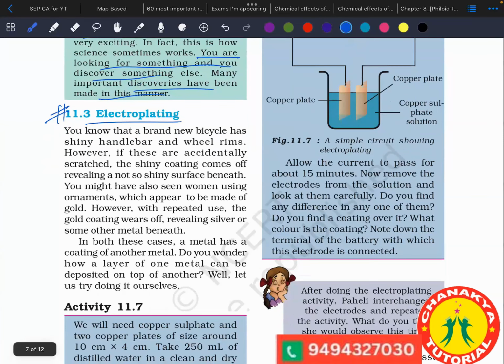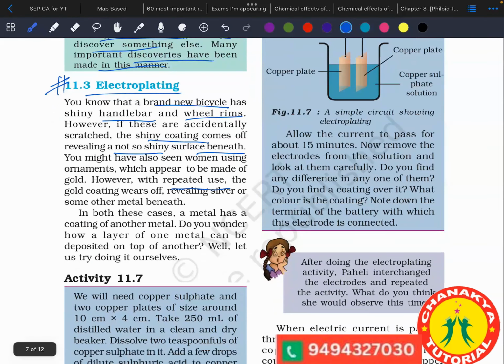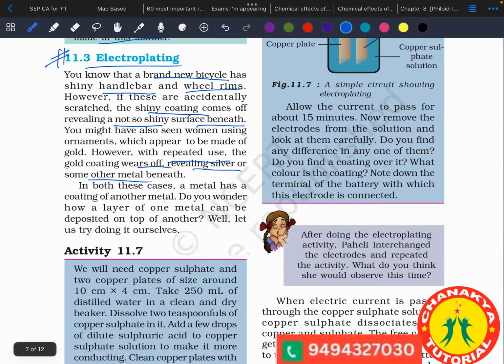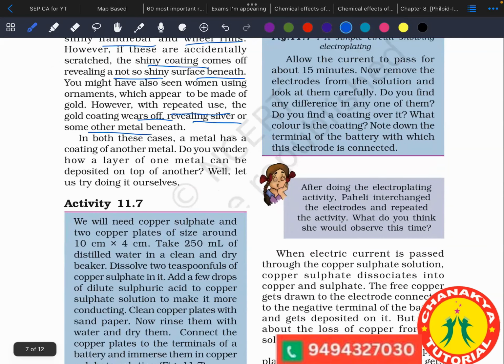So you know that a brand new bicycle has shiny handlebar and wheel rims. However, if these are accidentally scratched, the shiny coating comes off, revealing a not so shiny surface beneath. You might have also seen women using ornaments which appear to be made of gold. However, with repeated use, the gold coating wears off, revealing silver or some other metal beneath. In both these cases, a metal has a coating of another metal. Do you wonder how a layer of one metal can be deposited on the top of another? Well, let us try doing it ourselves.